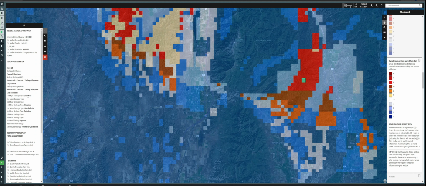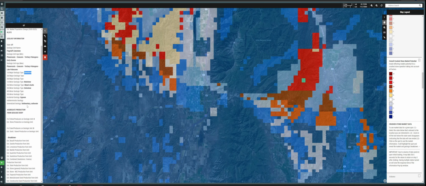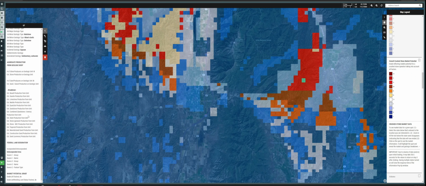In this case, limestone appears to be the primary geologic body present at this given point. The geologic body does not presently have current producers utilizing that geologic body, which means that there is not necessarily ground truth to validate that that body is suitable for crushed stone production.